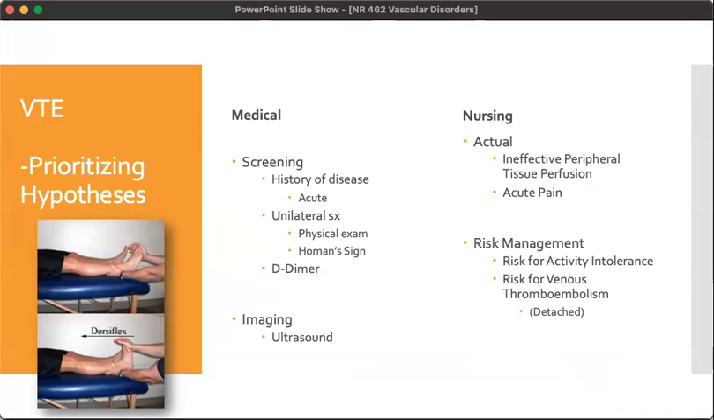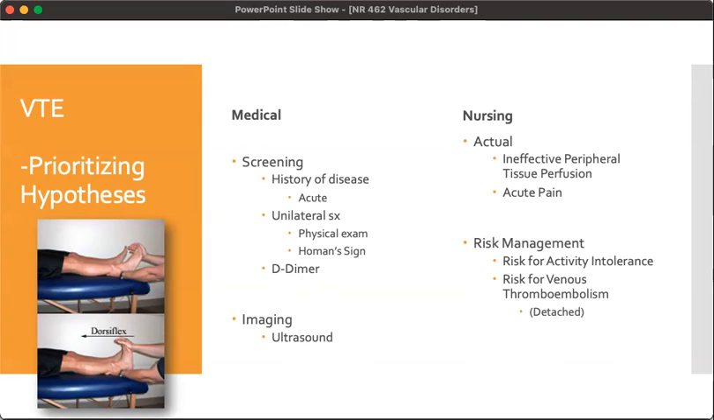Pro tip, we don't do Hohmann signs on patients, especially if we really suspect they have a blood clot, because this can turn an embolism into a thromboembolism, so a traveling blood clot. We can break it apart and send some of it somewhere else in the body, which is really bad. Don't do that. Imaging is also done on these patients. So we're going to have venous ultrasound imaging to actually look for the blood clot in the blood vessel, and they can see it on ultrasound.